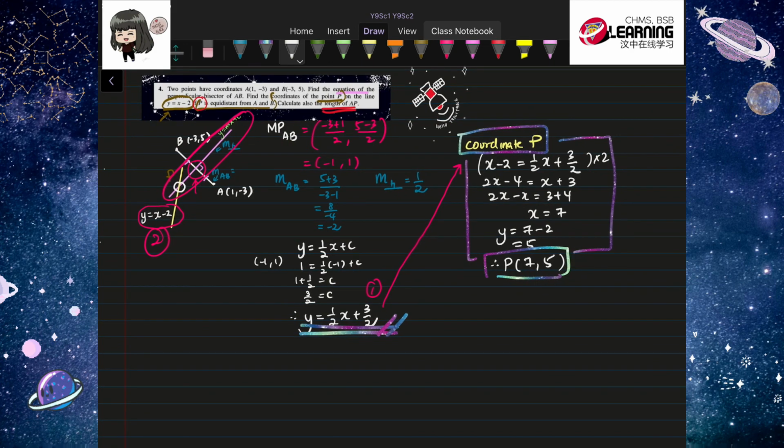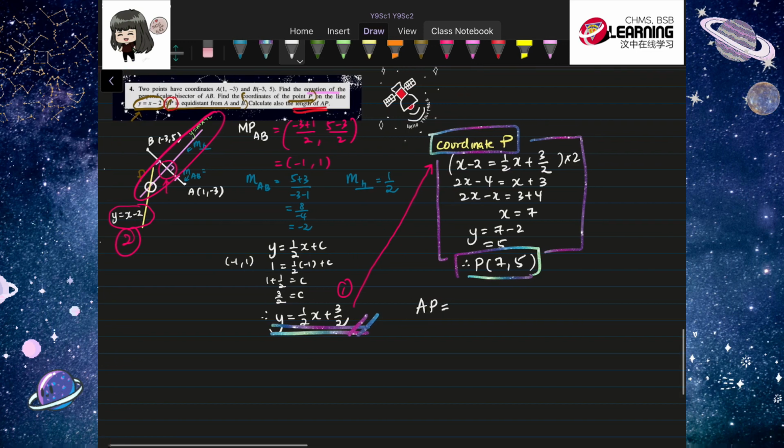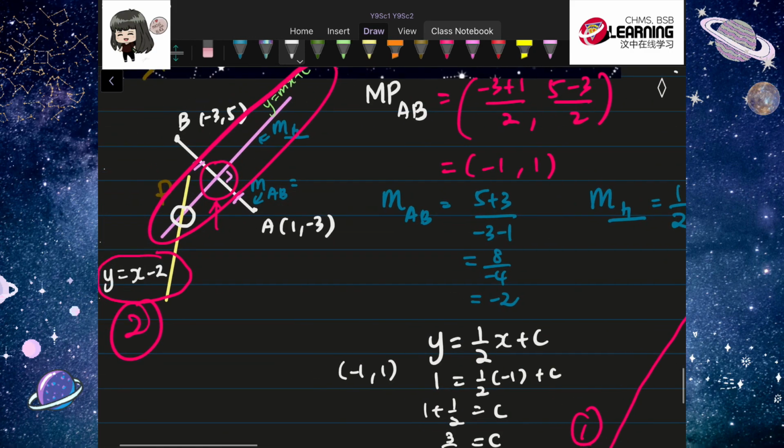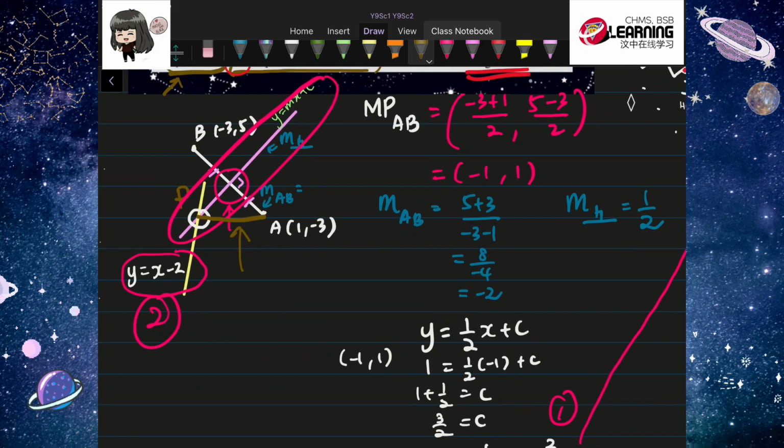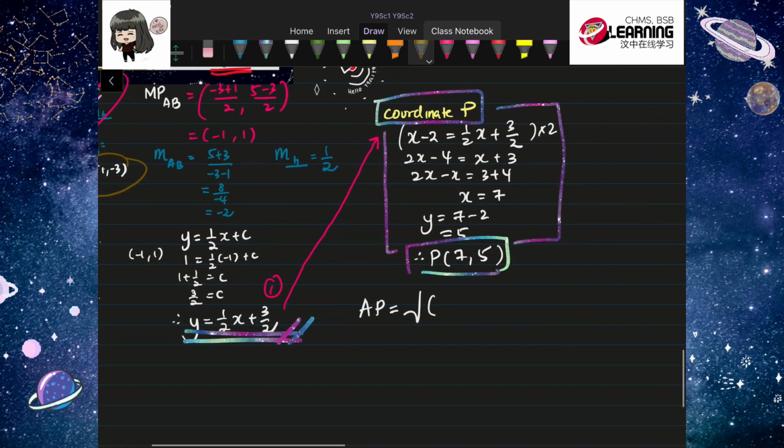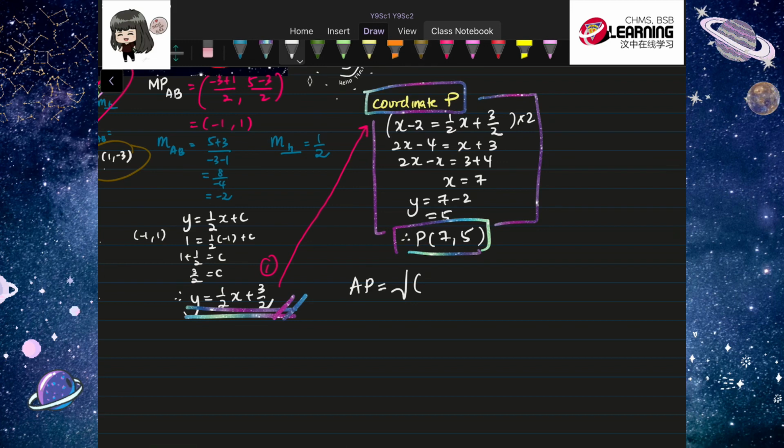And then the last question: calculate the length of AP. For the length of AP, we use the distance formula. They are asking you to find the length of this line. We have the coordinate of A, (1, negative 3), and P, (7, 5). So the square root of (x2 minus x1) squared plus (y2 minus y1) squared equals the square root of 100, which is 10 units.